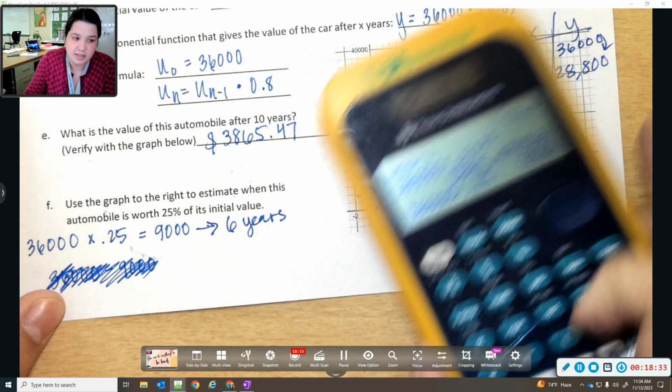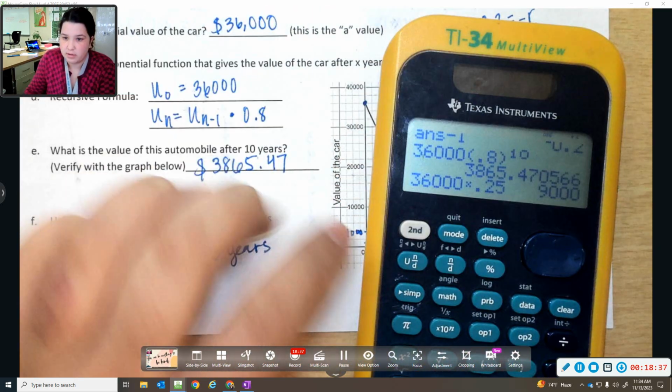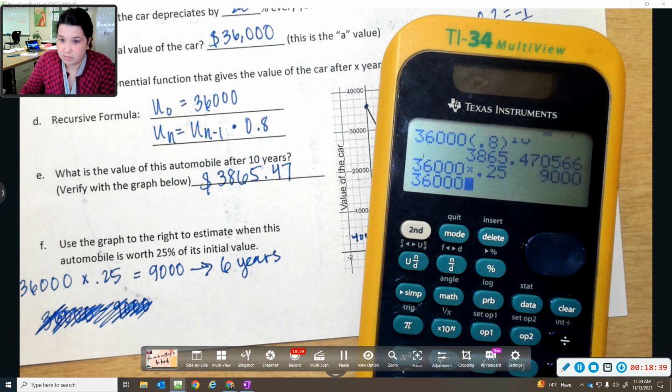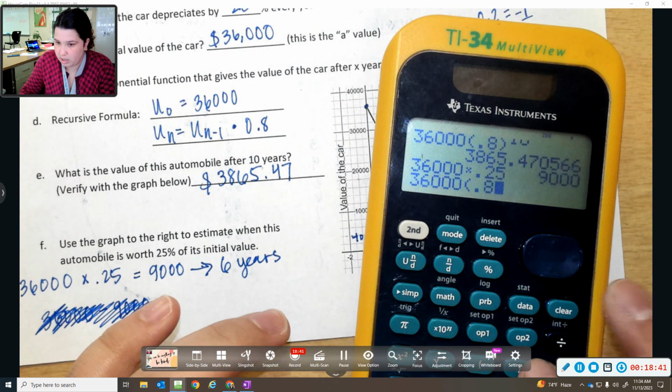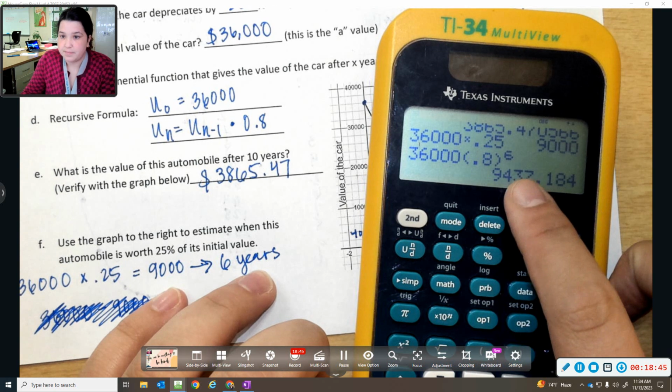And if I plug that into the equation, let's see if it comes out. I'm going to plug in 6 for x right there. So 36,000, we should get about the same thing, times 0.8 raised to the 6th power. Yep.